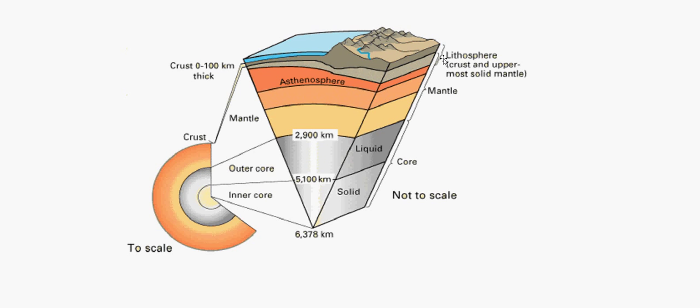Okay guys, this is the lithosphere. It is the crust and the uppermost solid mantle. This is called a lithosphere. Then below that is the asthenosphere. Then the outer core is in liquid condition, the inner core is solid. So we'll talk about all this in detail.